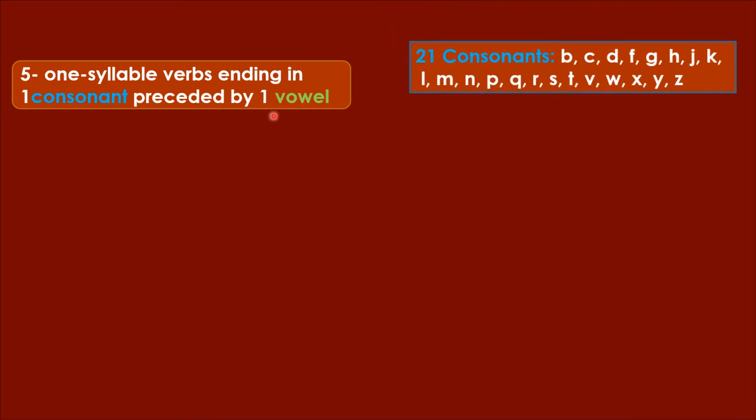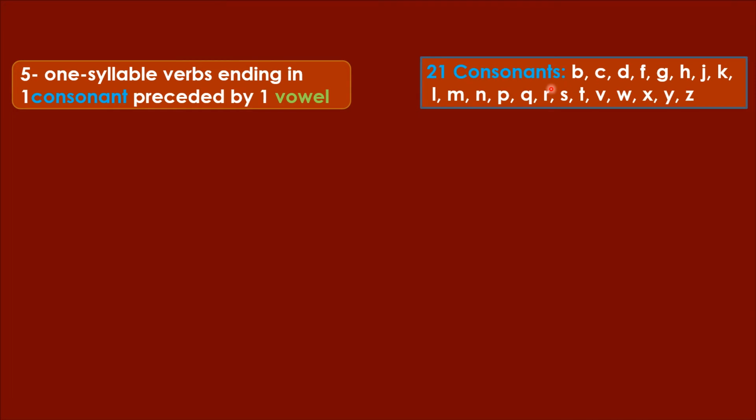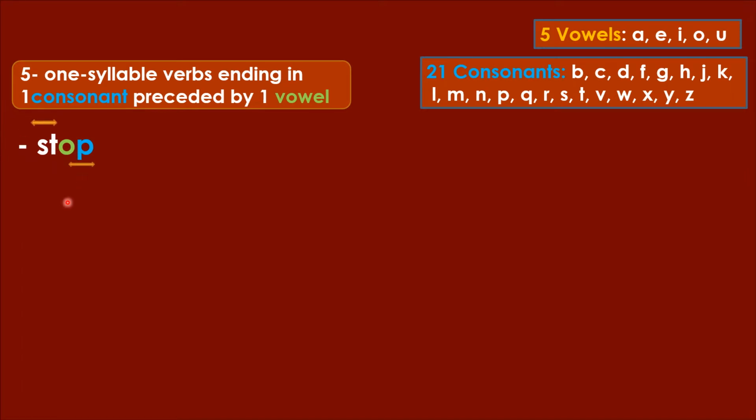And again, here are the 21 consonant letters, and here are the 5 vowel letters. Okay, so for example, like stop. If you look at stop, it ends in P, one consonant preceded by O, one vowel. So what do we do in this case?